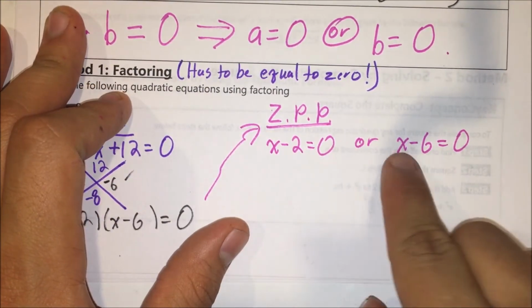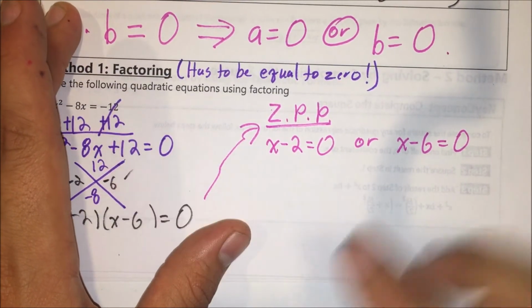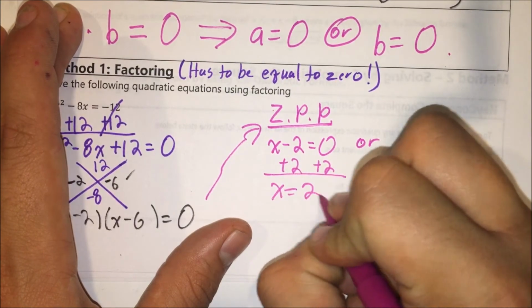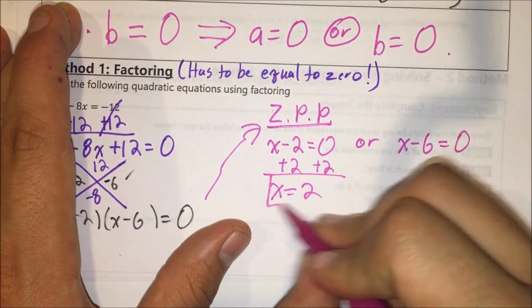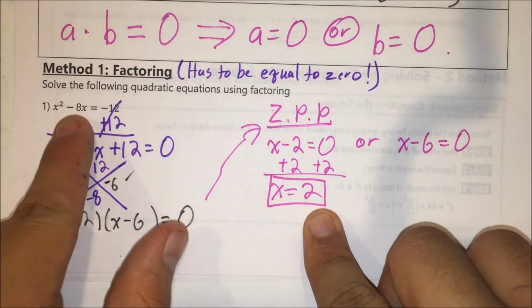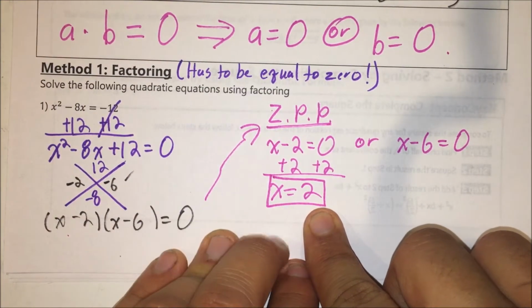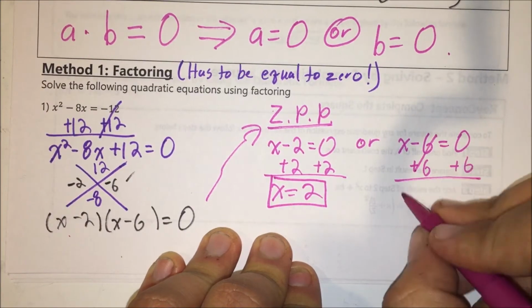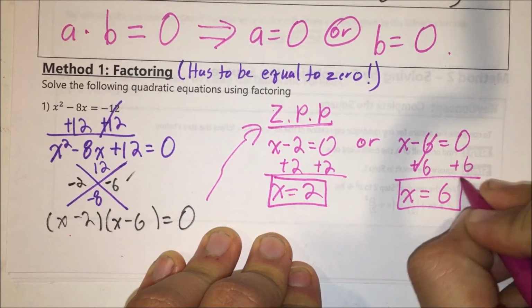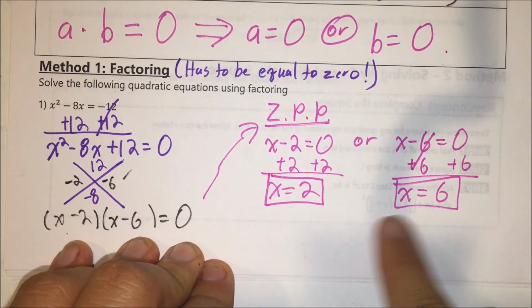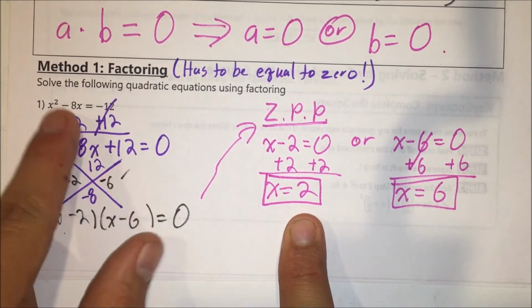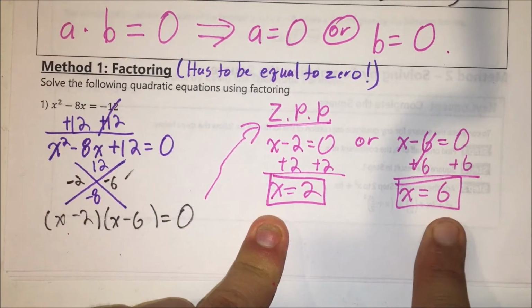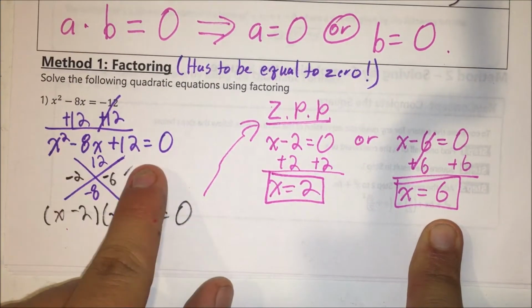Alright, so I want the x value that would make this equation 0. So I just add 2 to both sides here. So that's our first solution. The first x that would give us 0 in this equation is x is equal to 2. And over here I add 6 to both sides, and that's going to give us that x is equal to 6. So what that means here is that these two solutions, x equals 2 and x equals 6, will give us this is equal to 0.